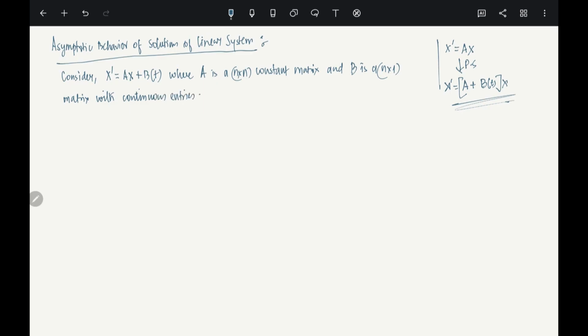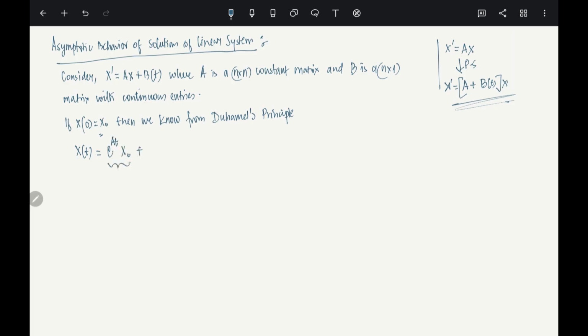Now, for this assumption, if x at the point 0 is x naught, then we know from Duhamel, I hope you remember Duhamel's principle, or variation of parameters, that the unique solution x of t which passes through this point looks like this. It is the fundamental matrix times c. In this case, the fundamental matrix is e to the power At times x naught.